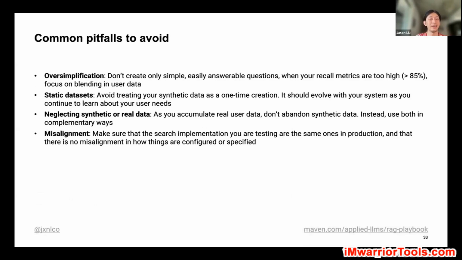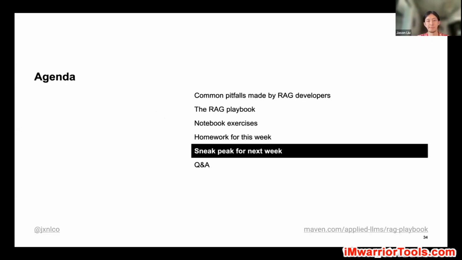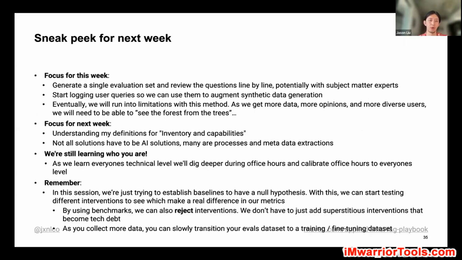If your recall metrics are too high, blend in more difficult questions. You should make sure that these are not just static one-time creations, but things you improve over time as you collect more data. And this maybe doesn't need to be said, but it has happened a couple of times before: make sure the search implementations you're using are the ones you're actually testing in production. There have been a lot of times where it might be easier to test something in staging or offline, but ultimately you want to make sure that these are the results your customers are actually getting. And this week we mostly focused on looking at these questions line by line.